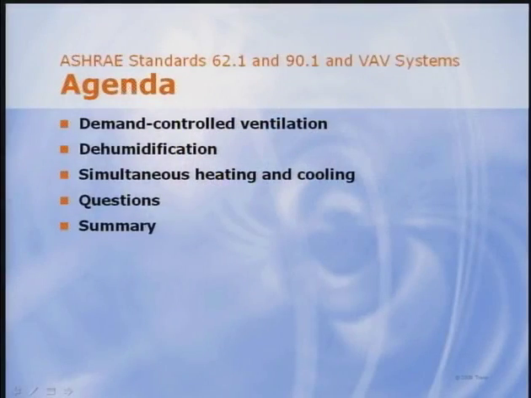Our goal today is to cover the three areas that pose the greatest potential for conflict in VAV systems: demand-controlled ventilation, dehumidification, and simultaneous heating and cooling, and to provide design engineers with strategies to comply with both standards in these areas. At the end of the broadcast, we'll have a question and answer session, so please fax in your questions during the broadcast to the number on your screen.